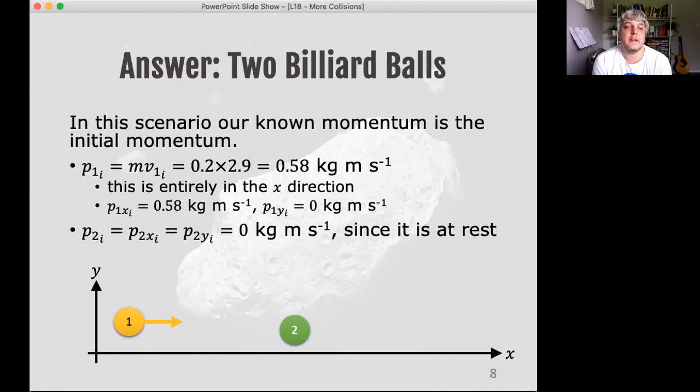So P1i, that's the initial momentum of the first ball, is equal to m times v1i, which is 0.58 kilogram meters per second. This is entirely in the x direction. So if we wanted to decompose that, it's very easy because our x component, P1xi, is 0.58 kilogram meters per second, and our P1yi is 0 kilogram meters per second. For P2i, it is 0. So P2i, P2xi and P2yi are all 0. So the momentum of the second ball initially and its components are all 0 since it is at rest.